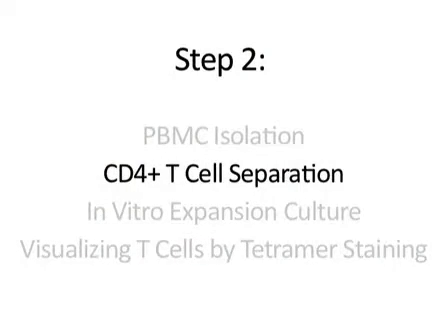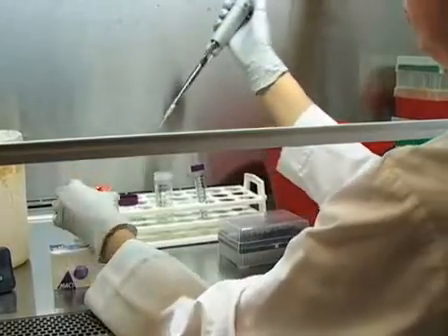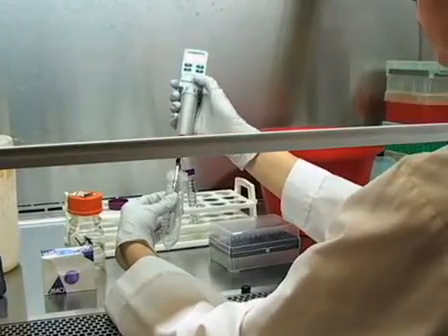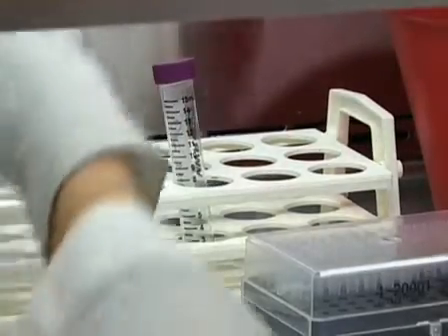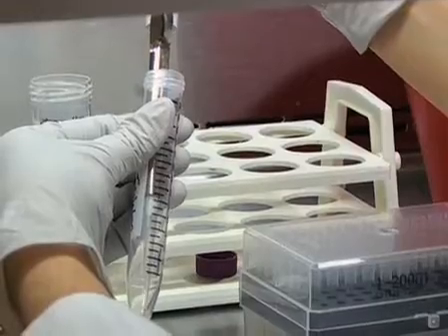Step 2. CD4 positive T cell separation. Aspirate liquid and add running buffer to bring the total volume up to 40 microliters per 10 million cells. Usually this requires 30 microliters of buffer plus the residual pellet volume. Transfer this volume to a 15 milliliter conical tube.